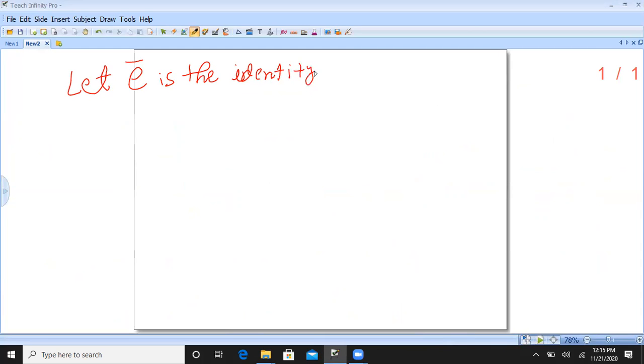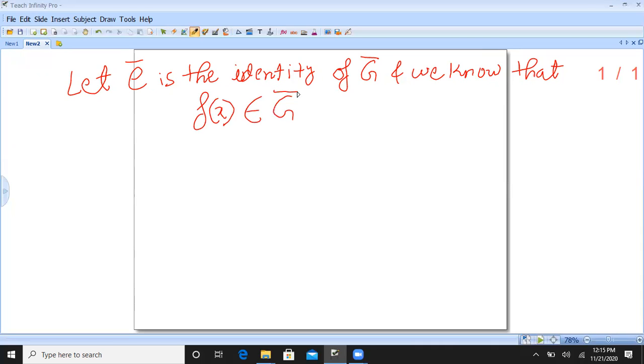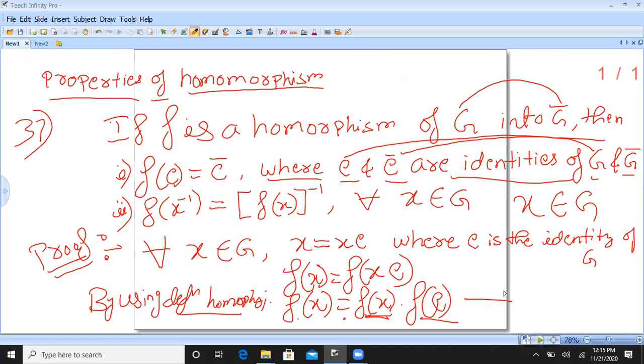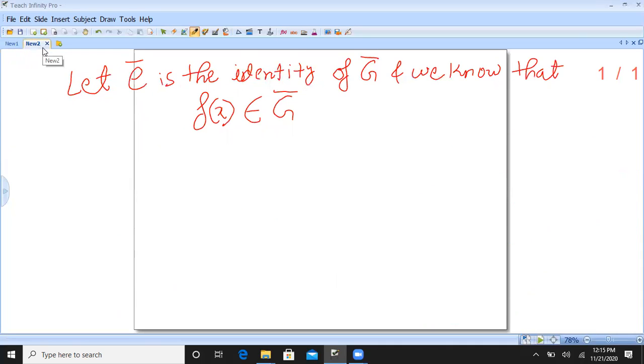Identity of G bar, and we know that f of x belongs to G bar. Okay, f of x belongs to G bar. So I left out the equation 1 here. So this is your equation 1. Okay, so next, I missed equation 1, so let's continue further.